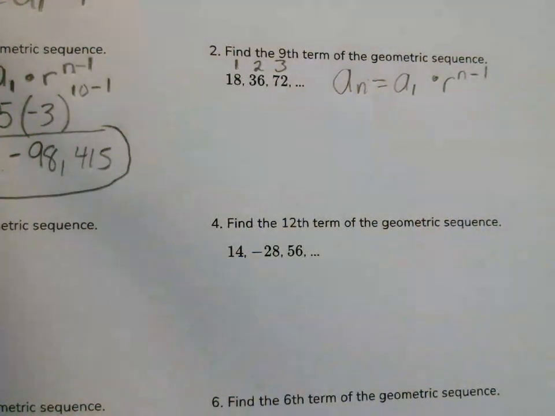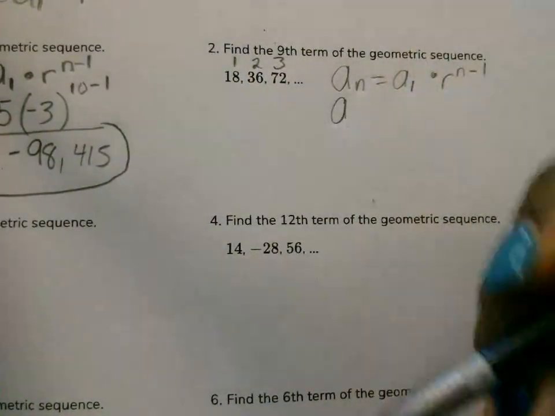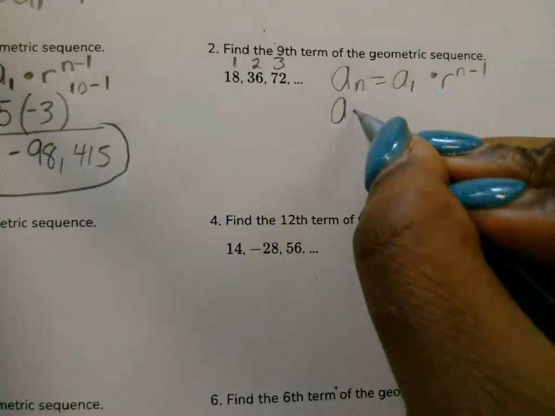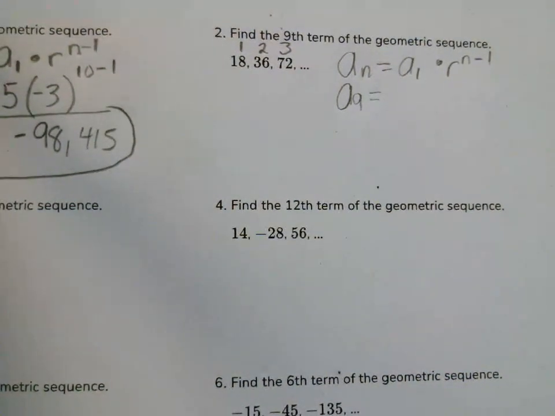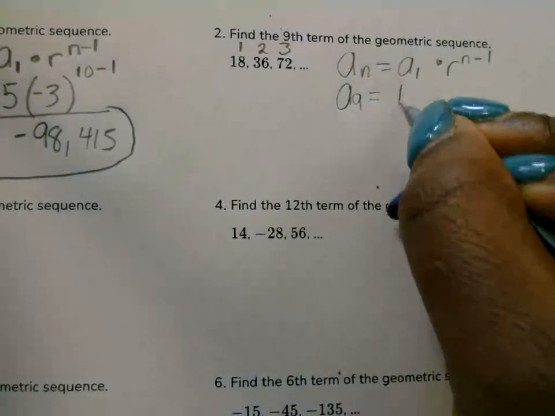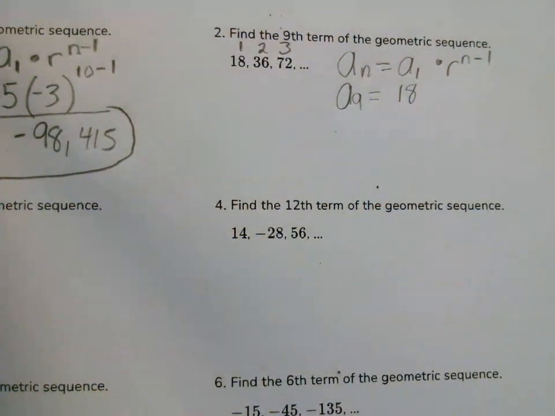All right, so I'm going to rewrite the formula, and we're going to keep rewriting it so we can learn it, okay? What are we going to substitute for n? What is the term that we're looking for? The 9th term. So we got a sub 9. Any questions about why I'm writing a sub 9? What's a sub 1 in this problem? 18. 18 is the first number. Unless they tell you it's the 0 number, only assume that it's the first.